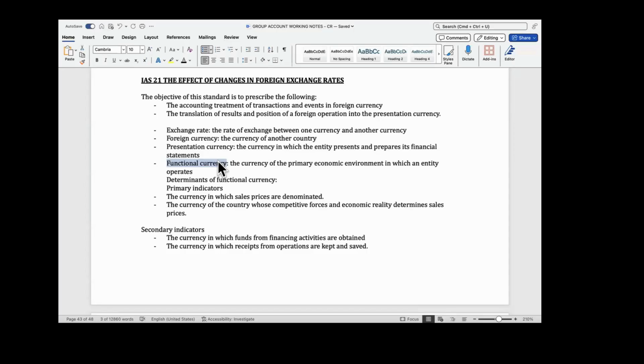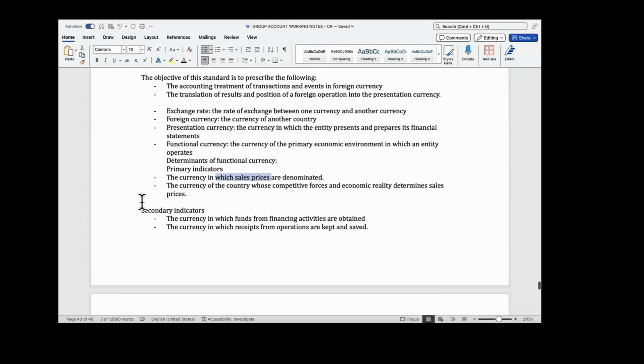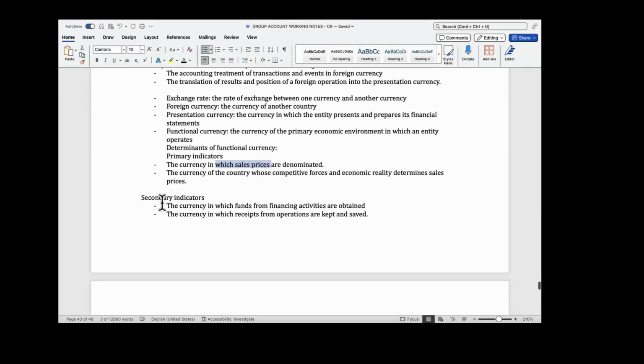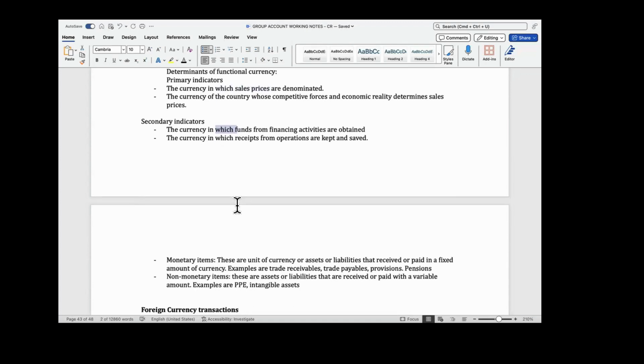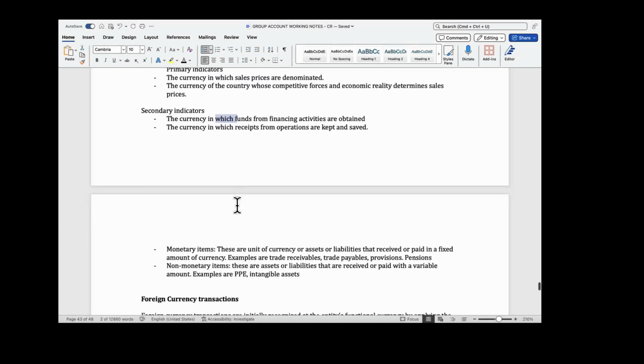And to know which currency is an entity's functional currency, we need to identify the currency in which sales prices are denominated, and also the currency of the country whose competitive forces and economic reality determines the sales prices of its goods and services. Those are determinants of functional currency. Those are the primary indicators. And there are secondary indicators as well, by looking at the currency in which funds from financing activities are obtained and some other determinants as well.